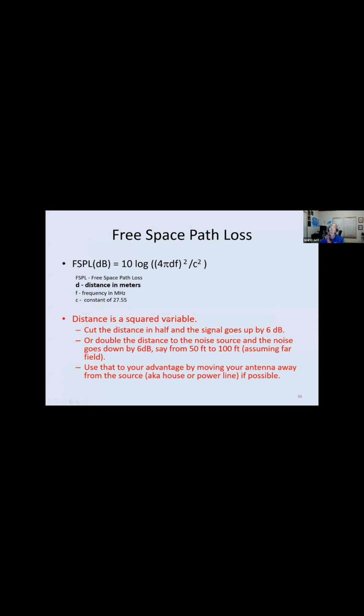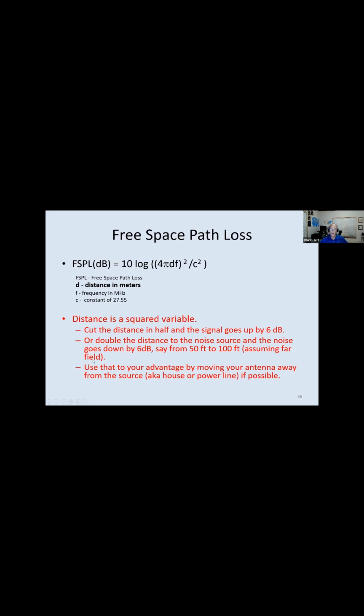I'll make mention of something, and it's the basis for so many of the things we do. It's called free space path loss, which predicts how much the RF gets attenuated over distance. The important part is that distance is part of the squared variable. What that means is, if you cut the distance in half, like when you're using RFI mapper or the Yagi, the signal goes up by 6 dB. If you double the distance, it's going to go down by 6 dB. And you want to use that to your advantage.